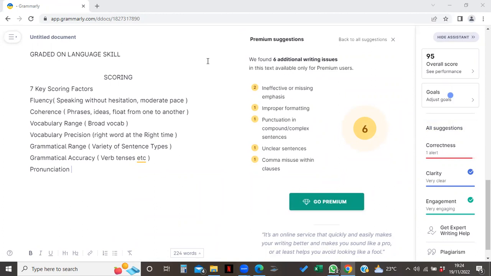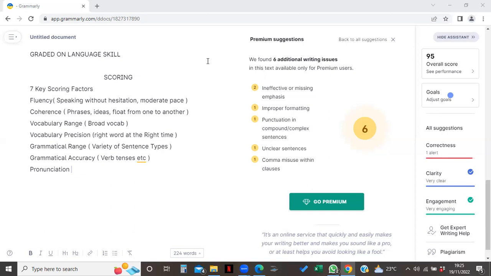The second thing is moderate pace. That is very important in this. I've seen some people who are very slow, and if I talk very fast, I'm actually talking about fluency: speaking without hesitation, at a moderate pace. Now you understand that I was very fast and the examiner couldn't catch up. So you have to speak at a moderate pace, where the examiner can understand and enjoy your conversation rather than just listening to your speech.